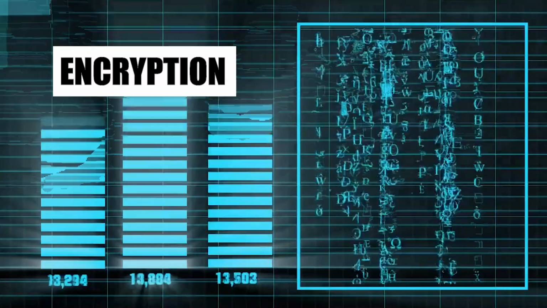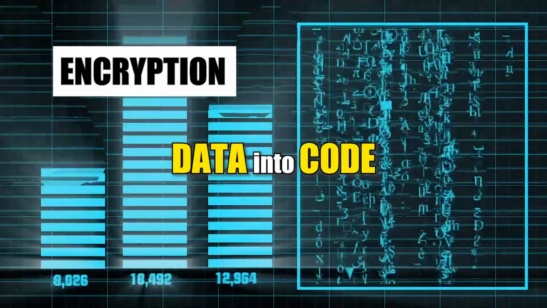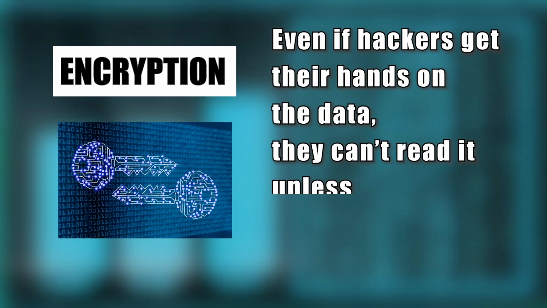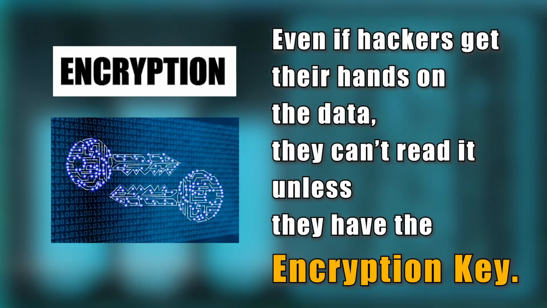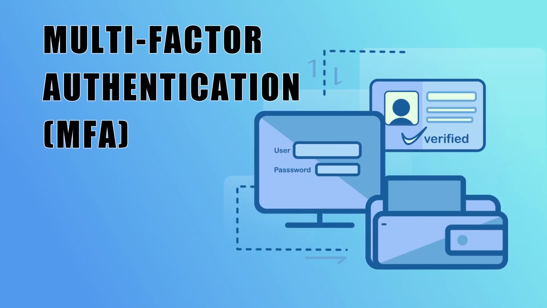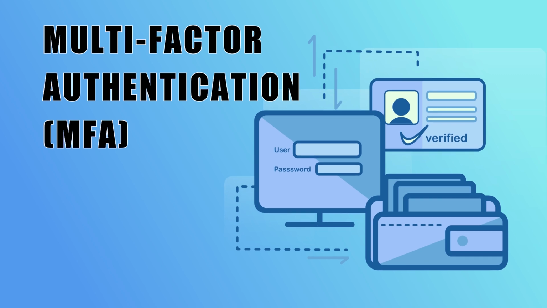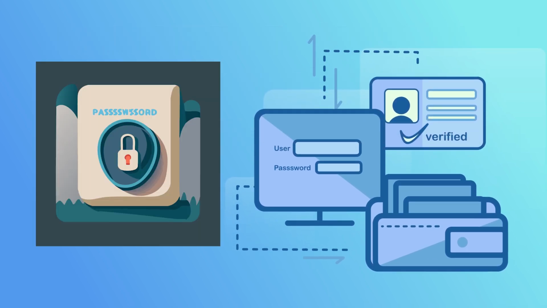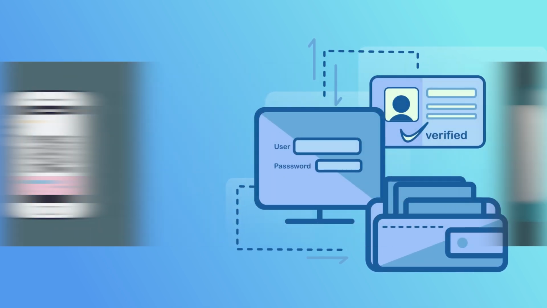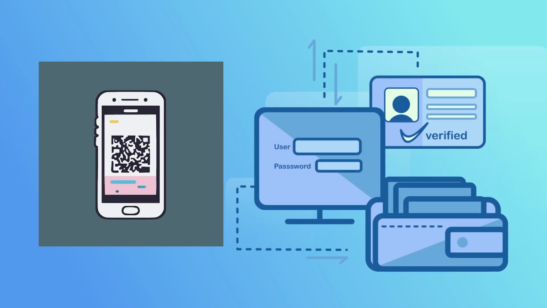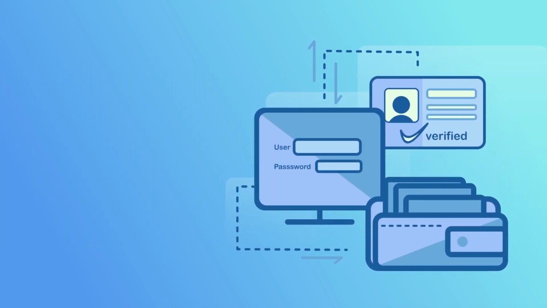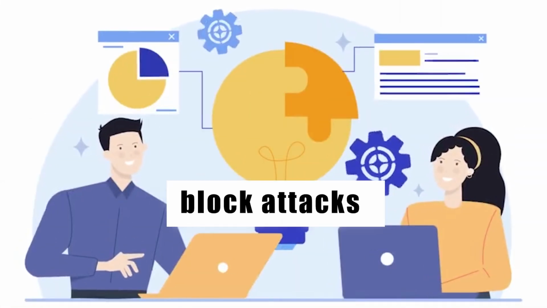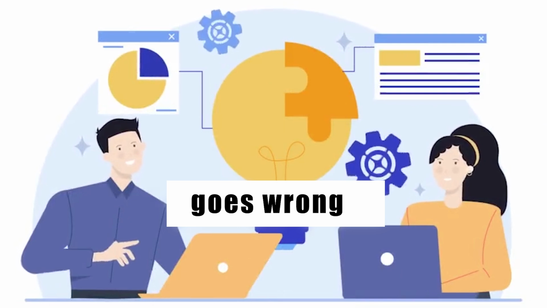Encryption, this is the process of converting data into a code to prevent unauthorized access. Even if hackers get their hands on the data, they can't read it unless they have the encryption key. Multi-factor authentication, MFA, you've probably seen this when logging into websites. It requires not just a password, but a second layer of security, like a code sent to your phone. MFA makes it much harder for hackers to break in. These tools work together to identify potential threats, block attacks, and minimize damage if something goes wrong.